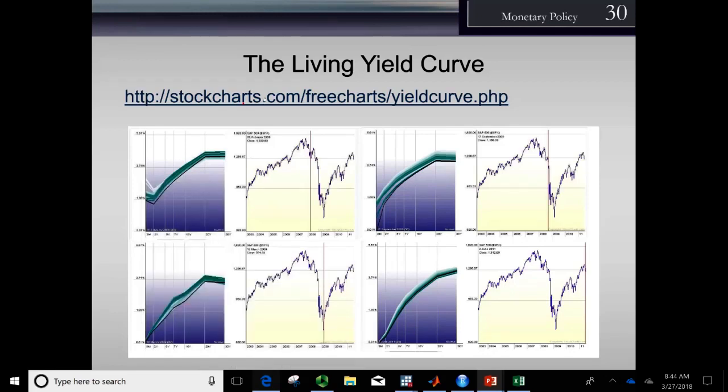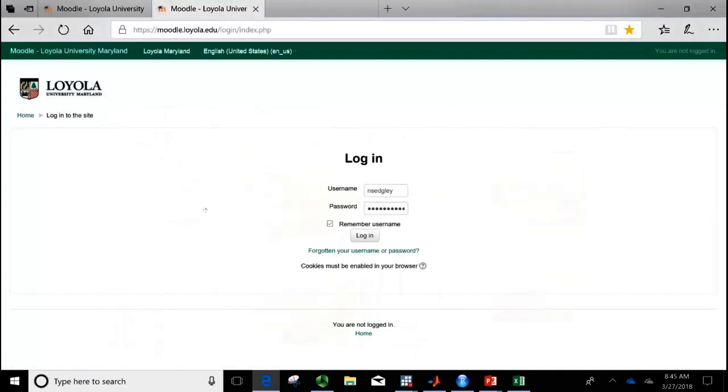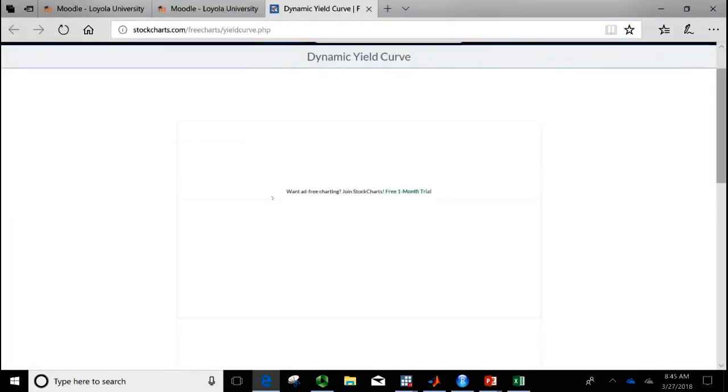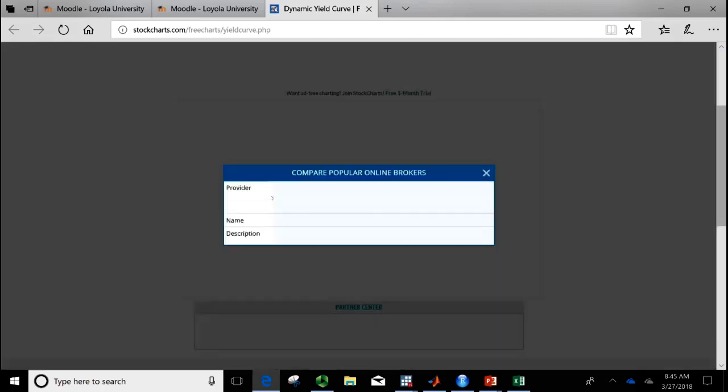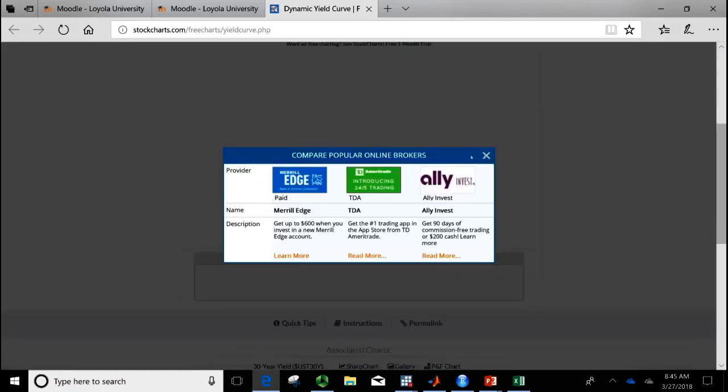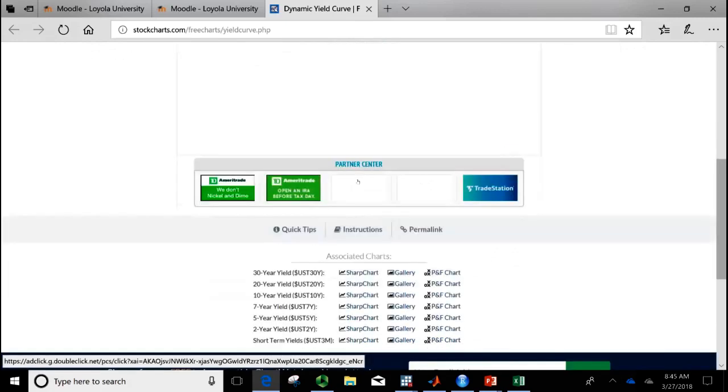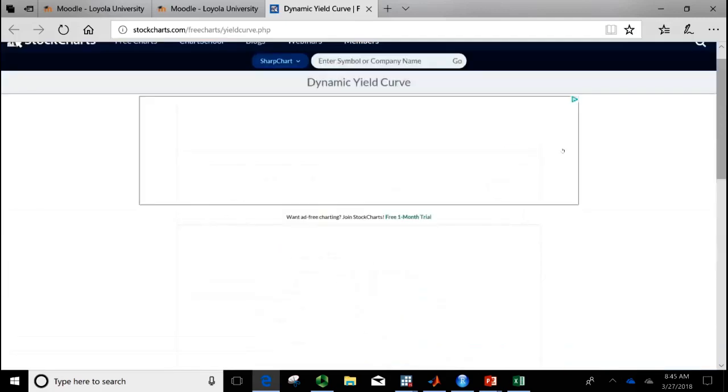I think I just click on that to do that. So on this website, you can see what's called a dynamic yield curve, which is based on U.S. government securities, which is typically the way we construct yield curves. So let's let this load up.